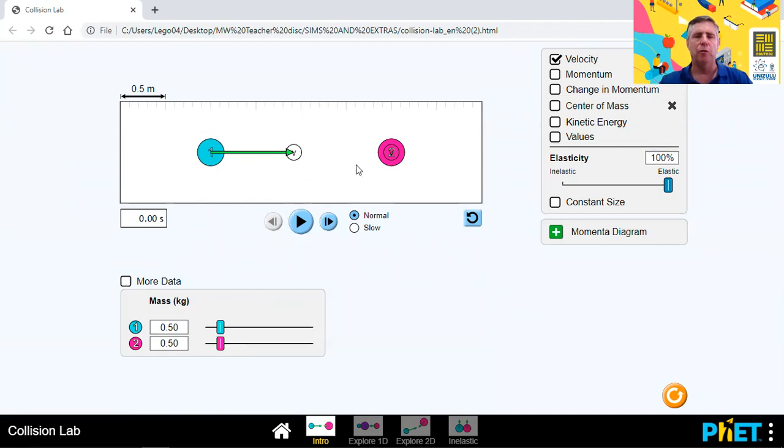But at the moment, I've got two objects of the same size, and you can see that when they collide, all the momentum is transferred from body 1 to body 2. Now, what I can do with this app is I can make 2 much bigger, and you can see I'm increasing the size of 2. So it's now 6 times the mass of object 1.